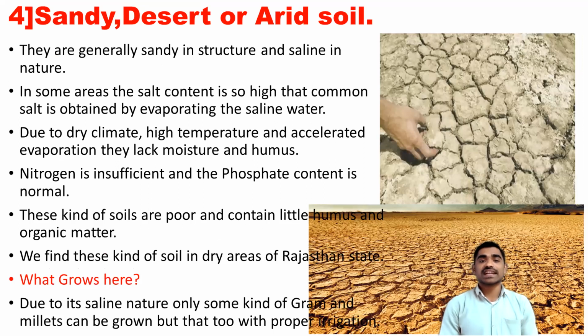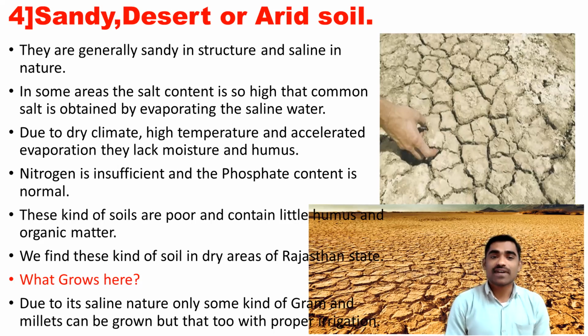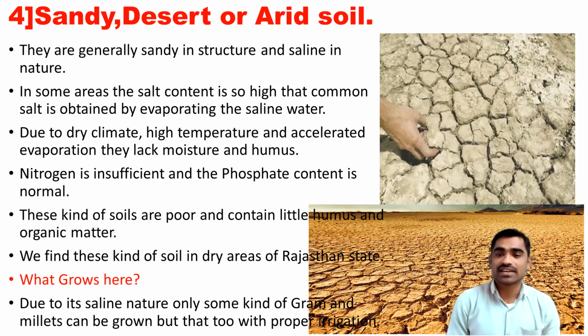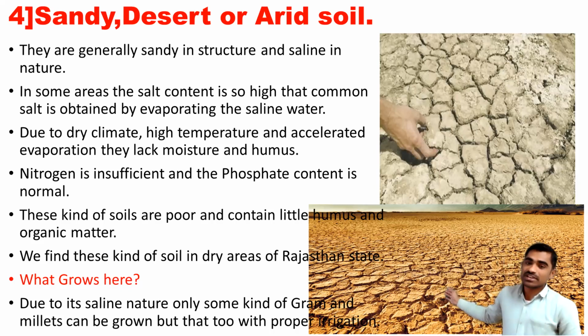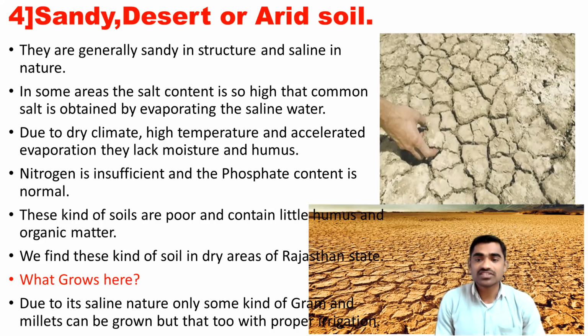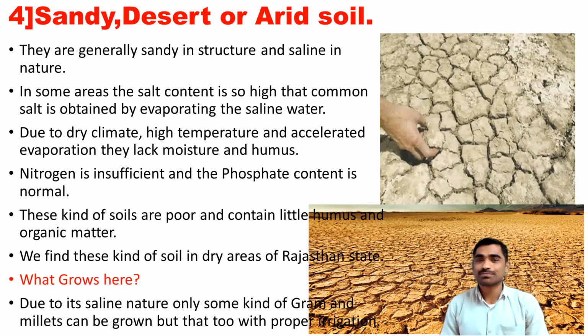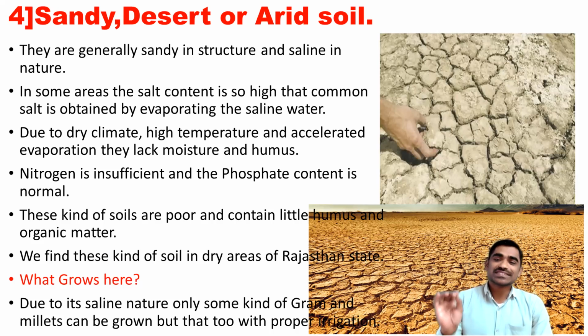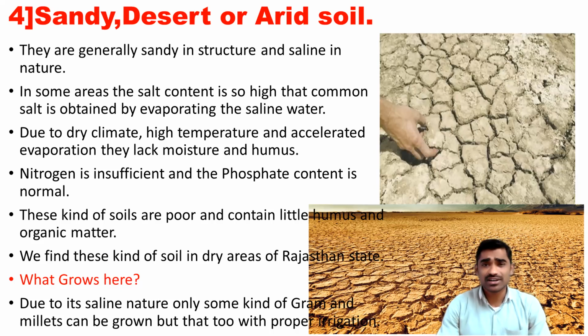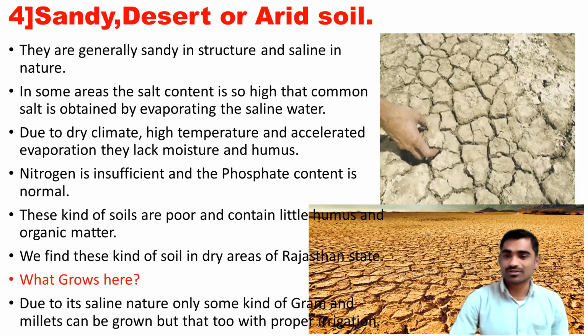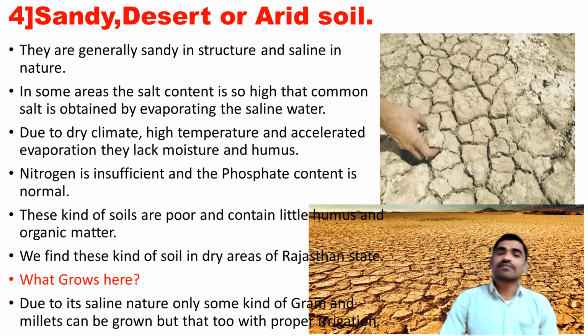Where can you find this sandy desert or arid soil? You can find it in the dry areas. As you can see clearly in the image, it is a dry area. Wherever water scarcity is there, at such places you are able to find this sandy desert and arid type of soil. And where are the dry regions? Yes, Rajasthan state is very popular for that. Rajasthan has mostly this, and there are also some parts of Gujarat where you can find this sandy desert or arid type of soil.